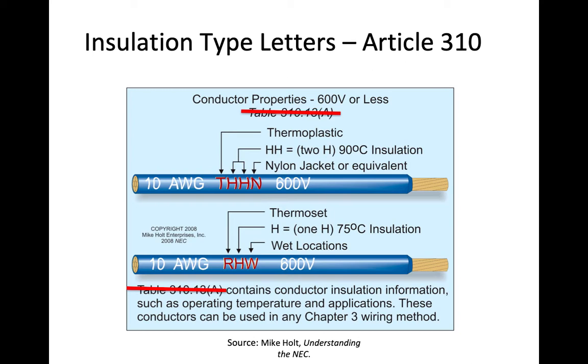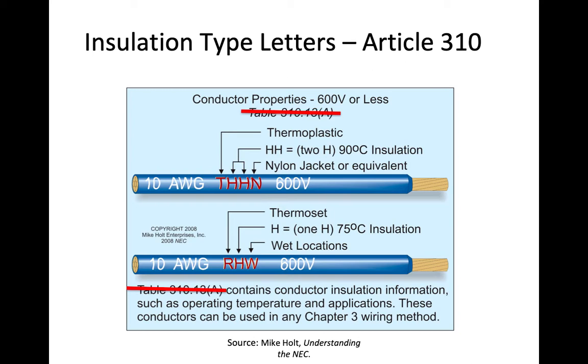So we're going to see 3 temperature categories for conductors. They're going to be rated for 60 degrees C, 75 degrees C, or 90 degrees C. Most conductors that you use or will see are going to be rated for 90 degrees C. More on that later. And then the last letter in this sequence is N for the nylon jacket. So this particular conductor has a clear jacket over top of the insulation, which protects it from scuffing and damage.